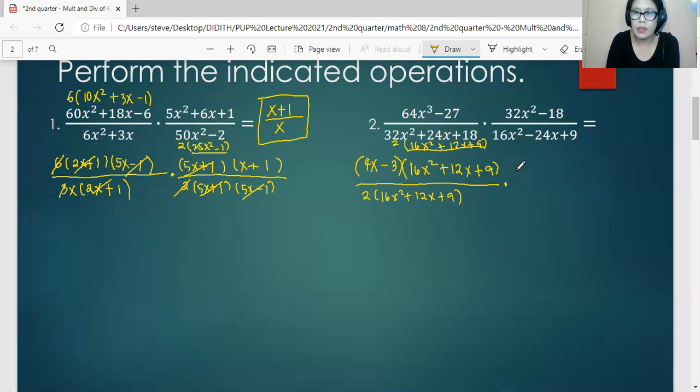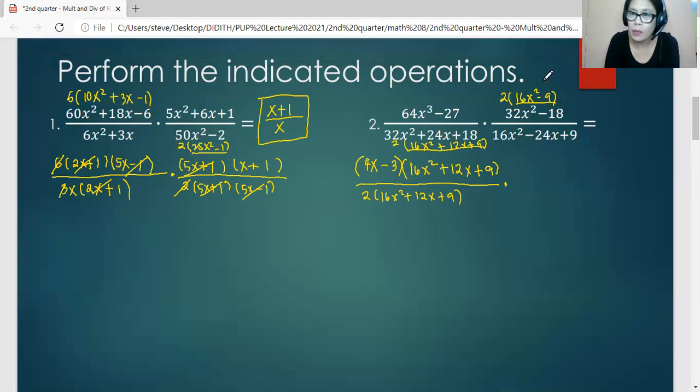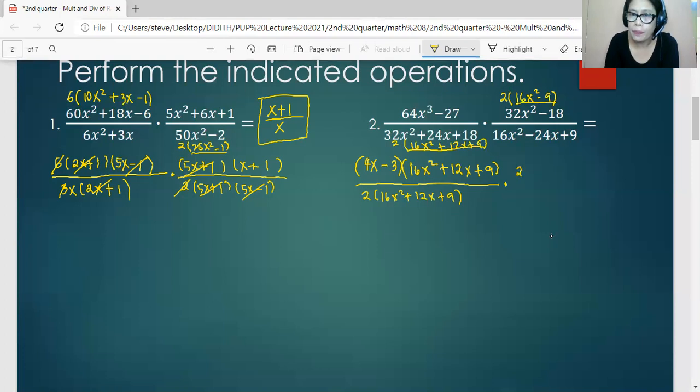Okay. Now, this 32x squared minus 18 has a common monomial factor 2. And as we divide both terms by that common monomial factor, we'll have 16x squared minus 9. And this is still factorable. So the factors are two binomial factors of the same terms. One is addition, the other one is subtraction. And that can be obtained by extracting the square root of both terms here. So the factors are the square root of 16x squared, and then plus the square root of 9 here, minus 3, all over.